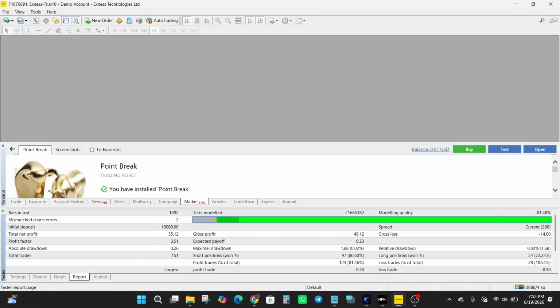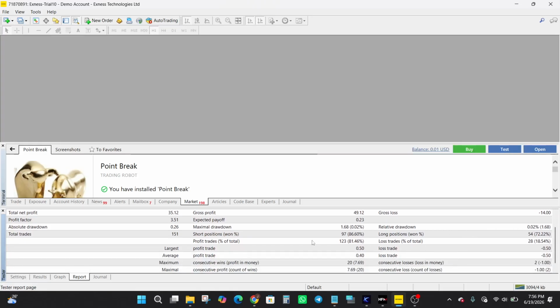Looking at the report, the initial deposit is $10,000 and the total net profit is $35.12. Here we have a profit factor of 3.51 and the maximal drawdown is actually good, just 0.02%. The relative drawdown is 0.02%. Okay, so we have 151 trades taken, out of which 123 were profitable. So that gave us an 81.46% win rate. And the largest profit was just 50 cents, while the largest loss was also 50 cents.